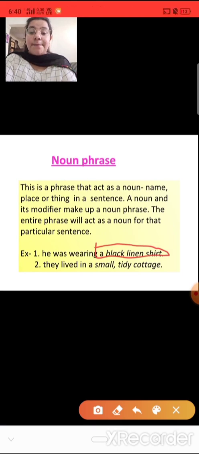The second example is: they lived in a small tidy cottage. If I just say they lived in a cottage, I'm not describing the cottage. The cottage is big, small, very tidy or untidy. But if I add the words small and tidy, that means I'm describing the cottage, and that becomes the noun phrase. So here, a small tidy cottage is the noun phrase.